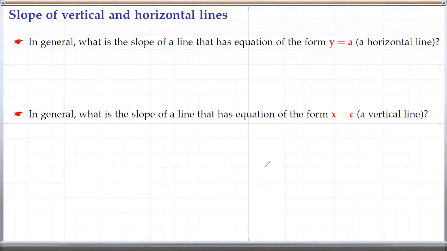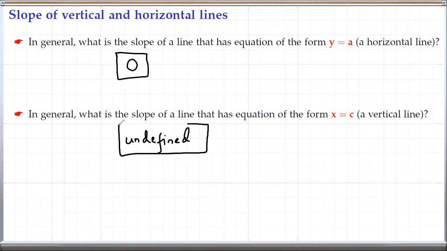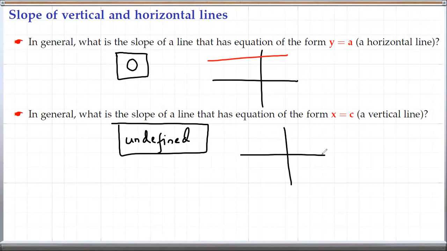So from the examples we just saw, we can say that the slope of any horizontal line is 0 and the slope of any vertical line is undefined. No matter where you draw the horizontal line, it has slope 0. And no matter where you draw a vertical line, it has slope undefined. Right, so this is all we have in this video.